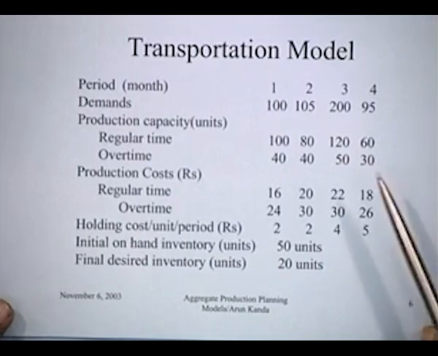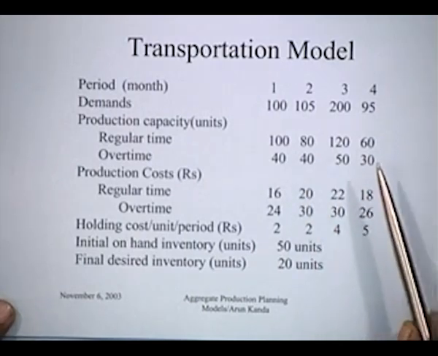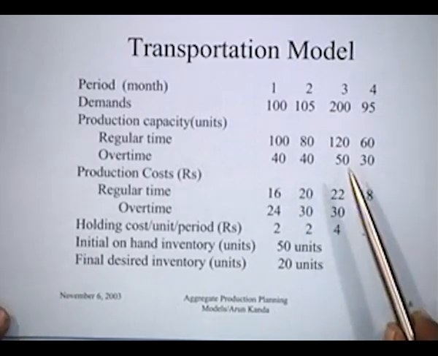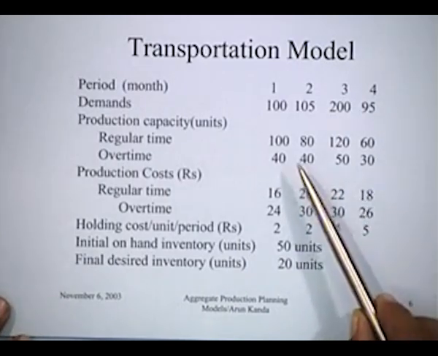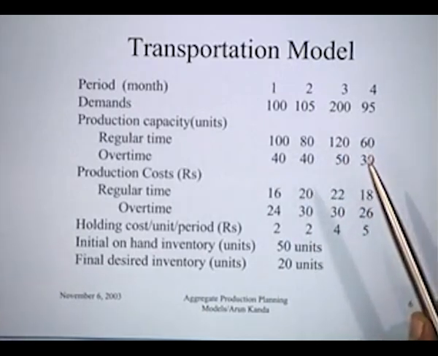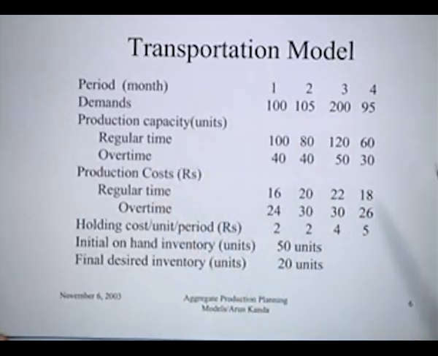Someone might say, why should the regular capacity keep changing with periods? It could be changed. It need not change. But what could happen is that in a general situation you might have committed your capacities to other products or to other things or to other customers. So this is the amount of capacity that is available to you on regular time, and similarly for overtime.